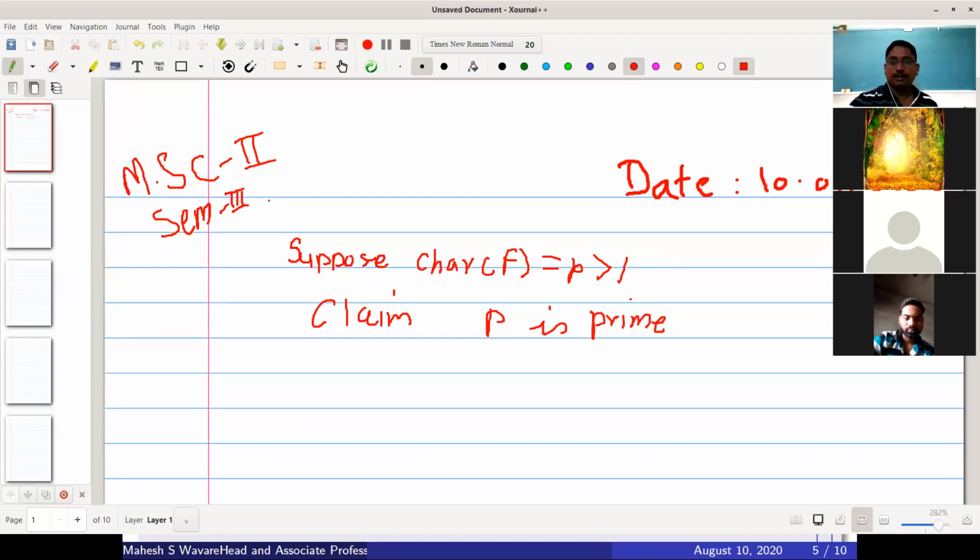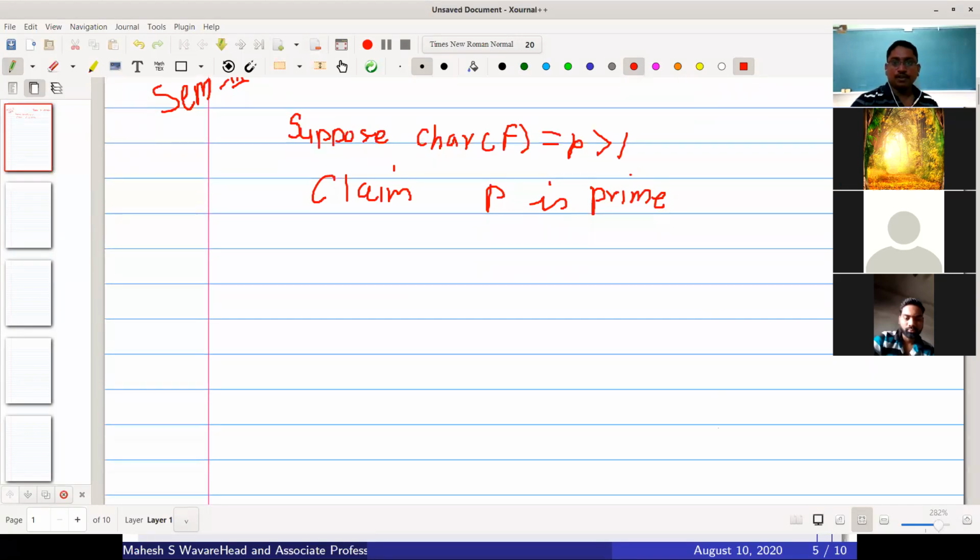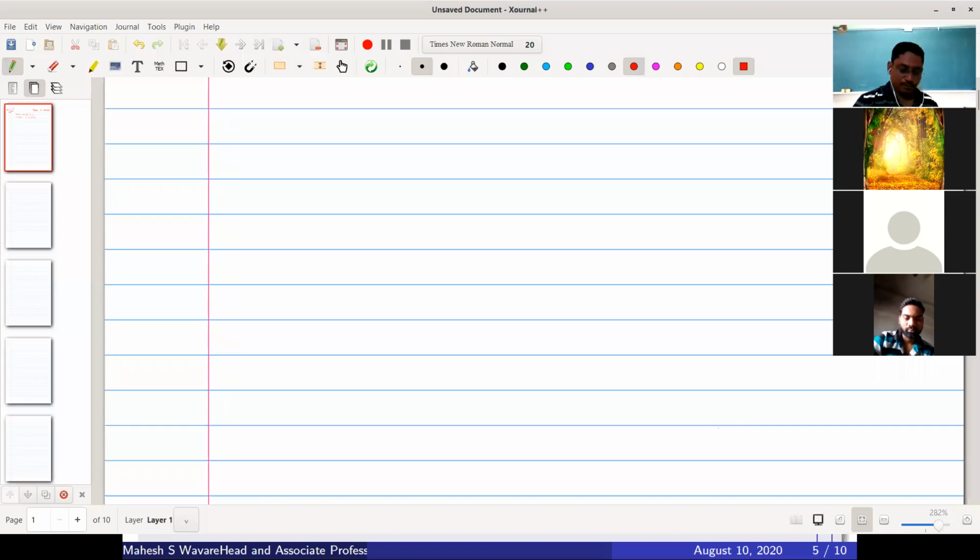To show p is prime, we can assume that it is non-prime. Non-prime means it is composite. Suppose p is written as a product of two integers m and n, both strictly greater than 1 but less than p. They are in between.